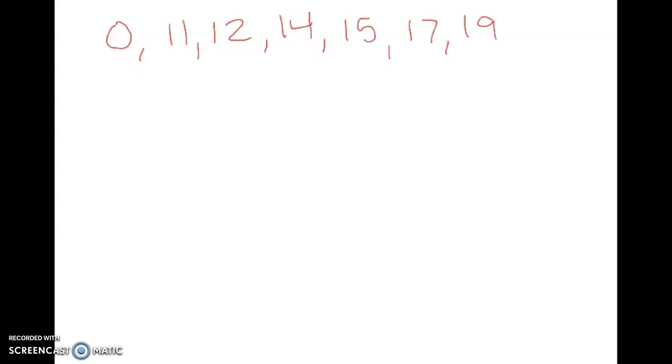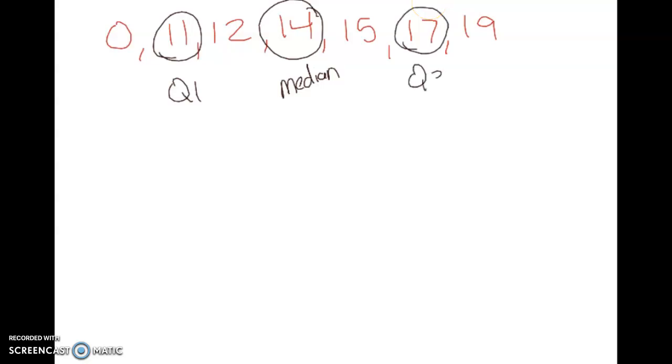Okay, so I'm going to have a low 0, but then everything else is above 11. Okay, so I would find my median would be 14. My Q1 would be 11. My Q3 would be 17. My max is 19, and then my minimum value is 0. So let's see what that looks like on that little animation thing, and see if that 0 looks like an outlier.